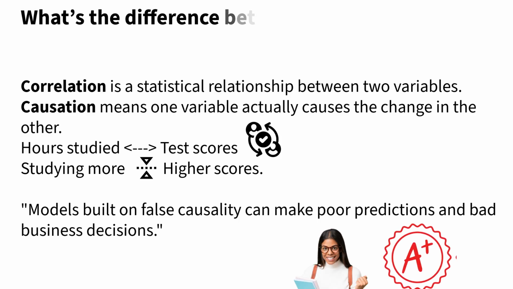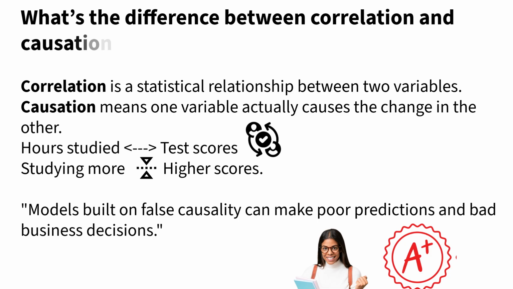What is the difference between correlation and causation? Just because two trends rise together doesn't mean one caused the other. Crop top sales and global warming are both up, but I'm not blaming fashion for the heat wave. Correlation is a statistical relationship between two variables. When one changes, the other tends to change too. Causation means one variable actually causes the change in the other.